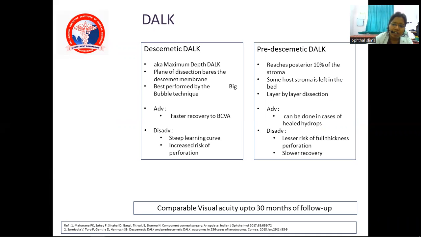In pre-Descemetic DALK, the dissection reaches up to the posterior 10% of the stroma, so some stroma is left in the bed. Thereby layer dissection is done. The advantage is it can be done in cases of hydrops also. And the disadvantage is there is less risk of full thickness perforation but slower recovery. Comparable visual acuity is seen up to 30 months of follow-up in both types of DALK.